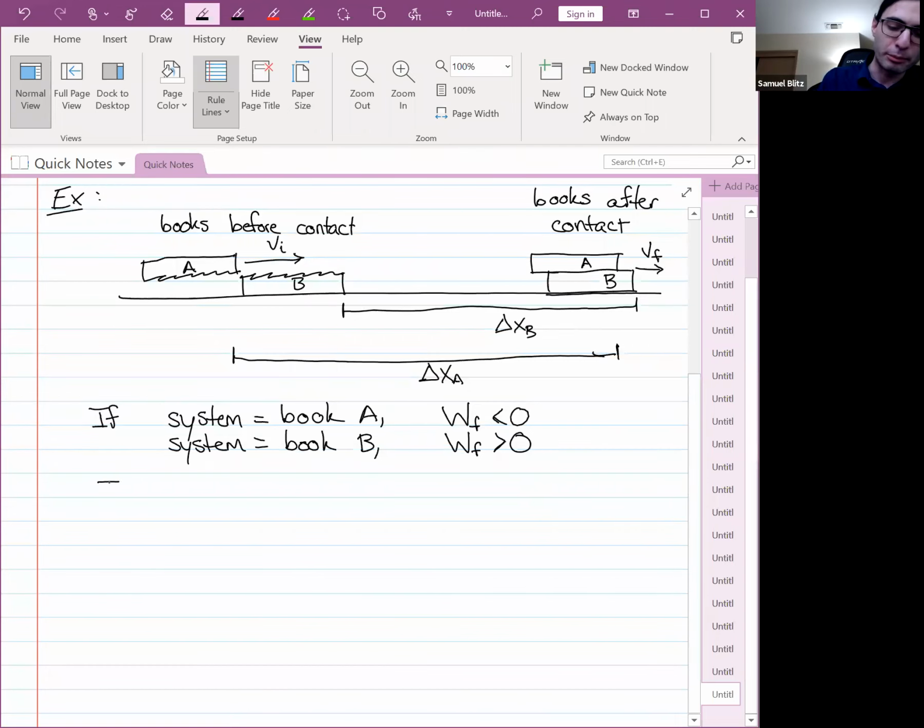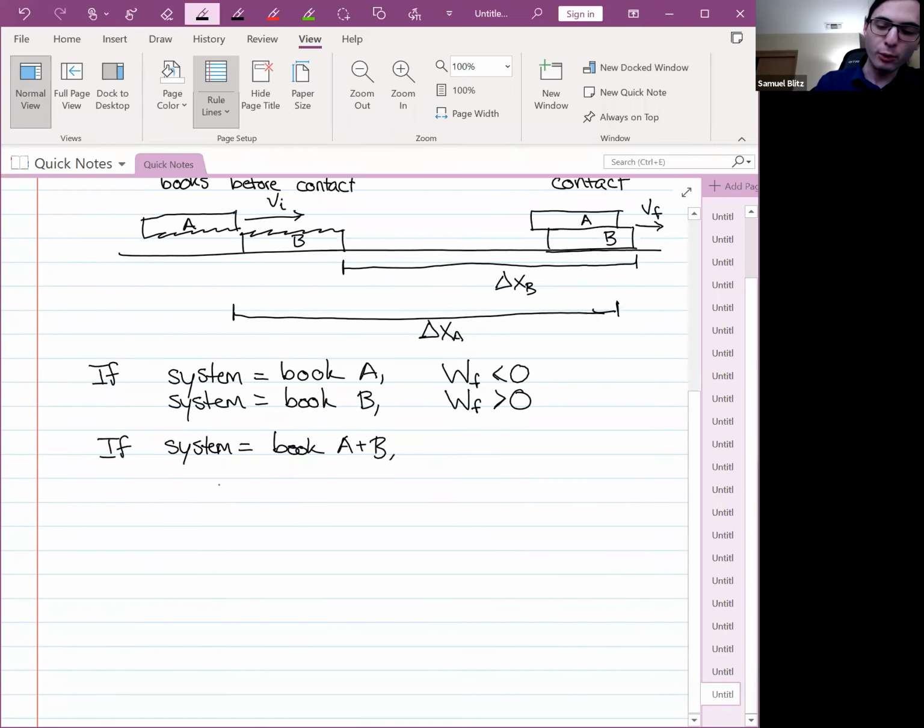But what if the system is book A and B? Well, in that case, the friction force becomes internal. So instead of talking about the work done, we would talk about the change in thermal energy. But we can still try to figure out the total change in energy of the system by asking about the work done on book A, the work done on book B, and then adding them together. So the work done on book A, in this case, is by book B, but it's an internal force, so this will be a contribution to the thermal energy.